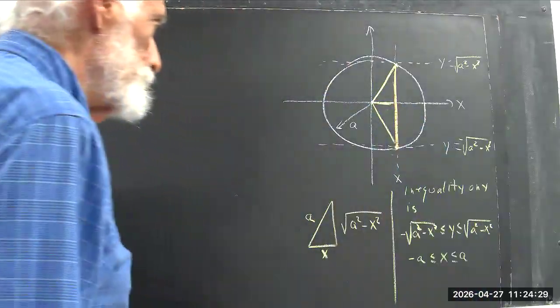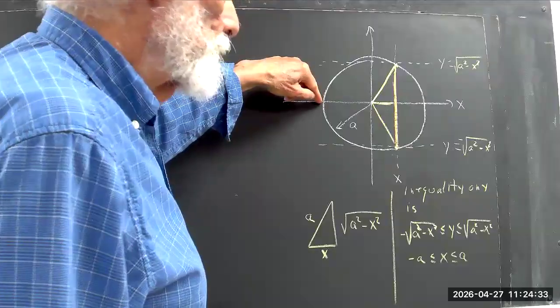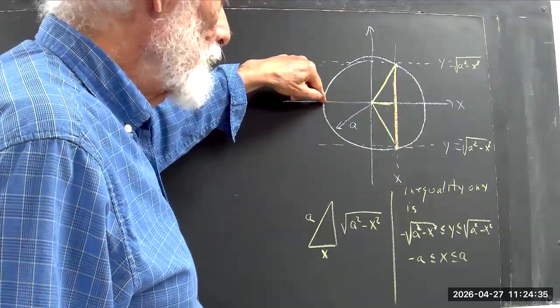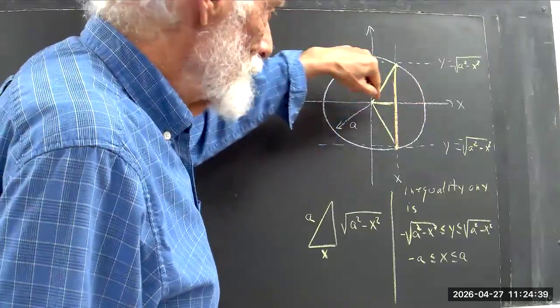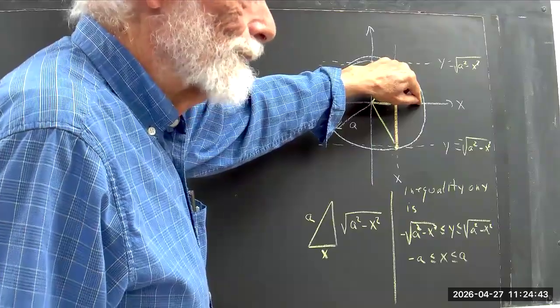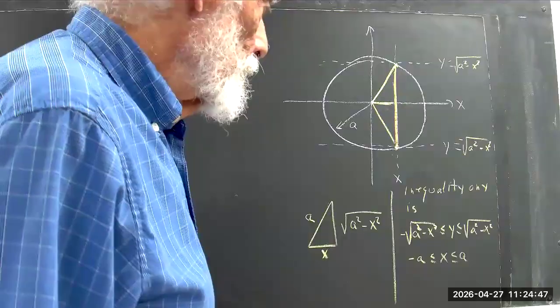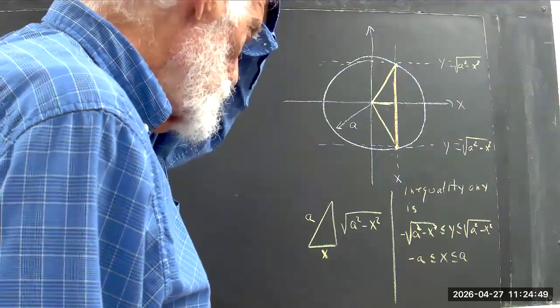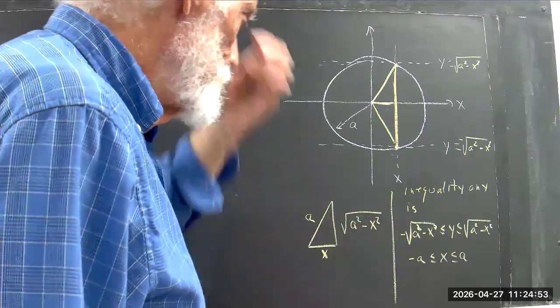It'd be obvious. If the radius is a, then from here to here, the distance is a, that puts x at negative a. From here to here, again, you have a distance a. That gives this point the x coordinate a. So there it is. The disk is described by these two inequalities.